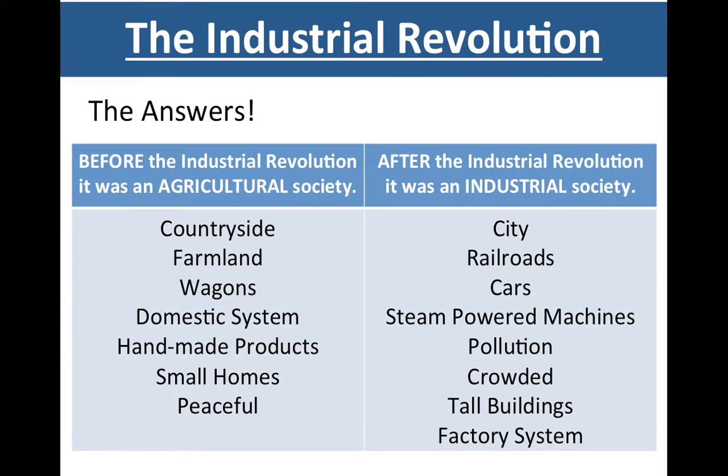And here is how your chart should be sorted. So you can see that countryside, farmland, wagons, the domestic system, handmade products, small homes, it's a peaceful society. All of those are related words to an agricultural society. After the Industrial Revolution, we have city, we have railroads, we have cars, we have steam-powered machines, we have pollution, we have crowded places, we have tall buildings, we have a factory system.